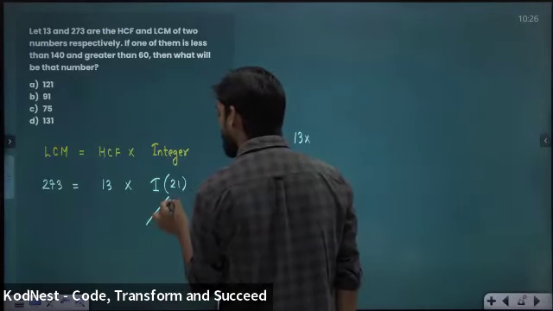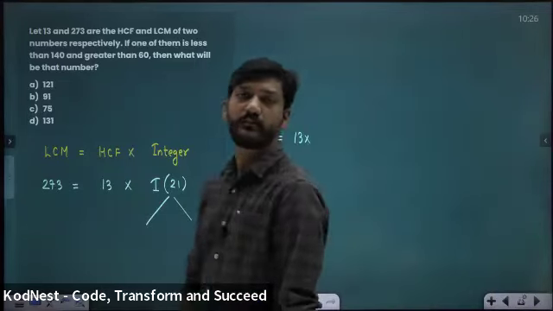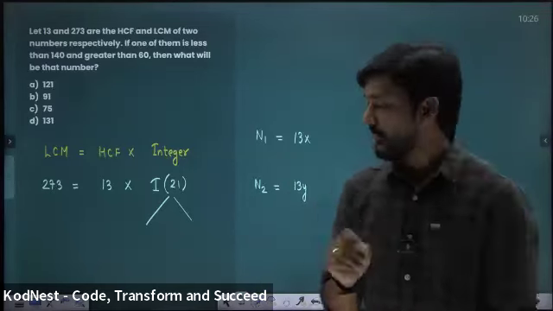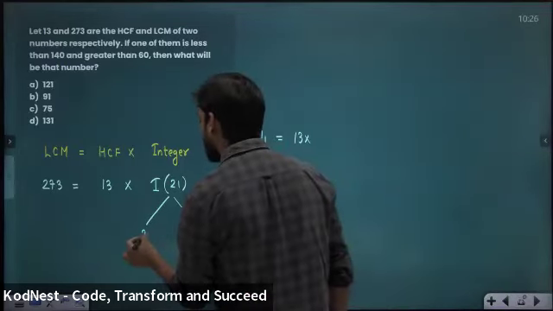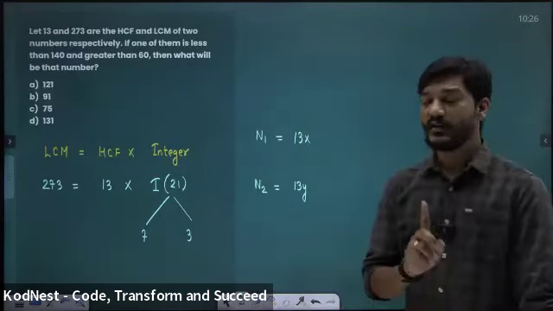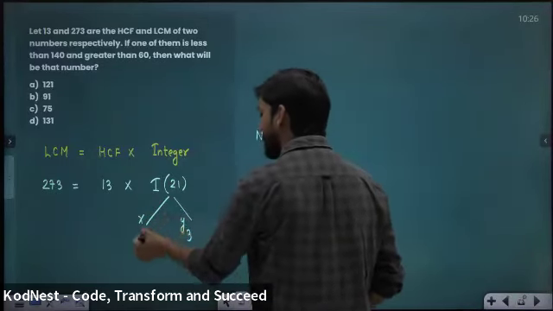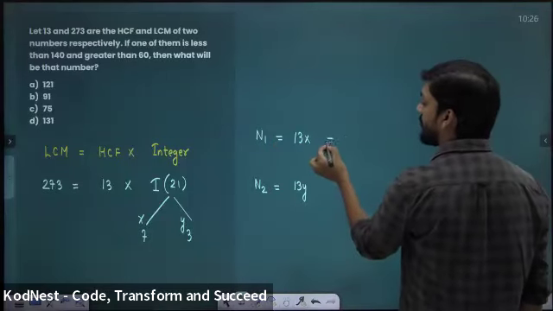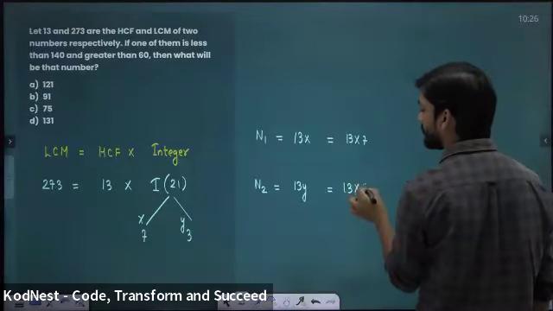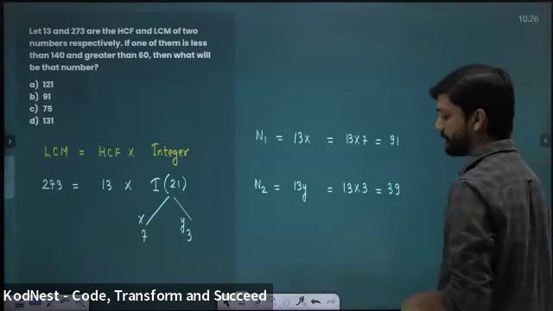All right. Please break this integer into two parts. How will you break it? 7 and 3. This is the only way to break it. So I have broken it into two parts. The two parts of the integer I will call x and y. So please put x and y now: 13 into 7 and 13 into 3. So 91 and 39. These are your numbers.